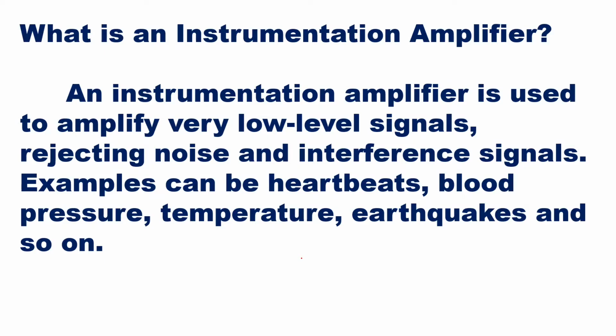So what is an instrumentation amplifier? An instrumentation amplifier is used to amplify very low level signals, rejecting noise and interference signals. It can be useful in measuring many applications like heartbeats, blood pressure, temperature, earthquakes, and so on. In such cases, the output will be very low in magnitude. That output has to be amplified, and along with amplification of the main information, you have to also eliminate or reject the noise and interference signals. So it is a very precise amplifier.